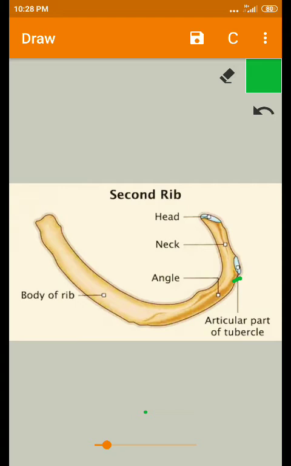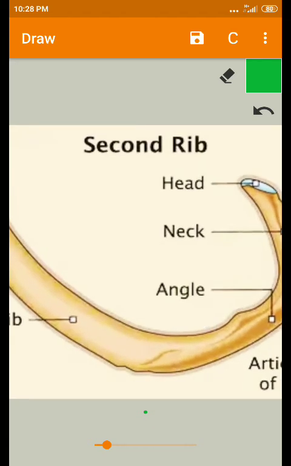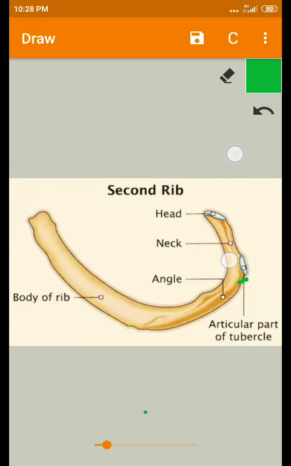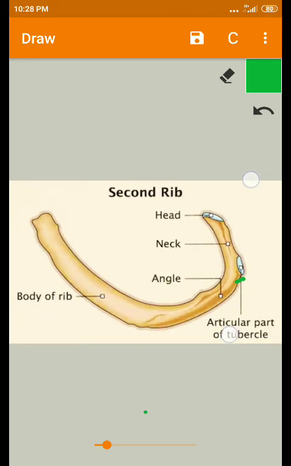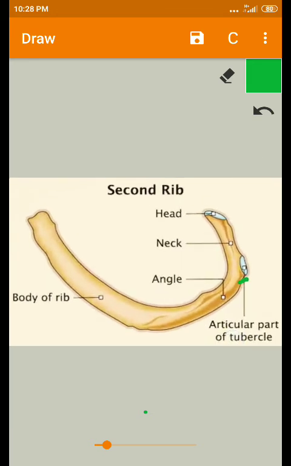The head has small facets, and it bears two facets, one superior and one inferior. You can see in the head it has two facets here, and the neck is very small. Here the neck is small, and the tubercle is divided into articular and non-articular parts, and the non-articular part is smaller. And it has two surfaces.